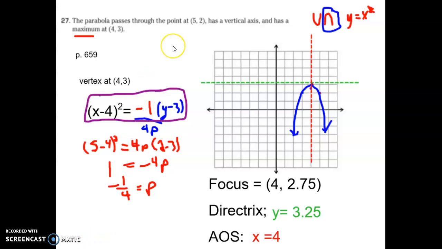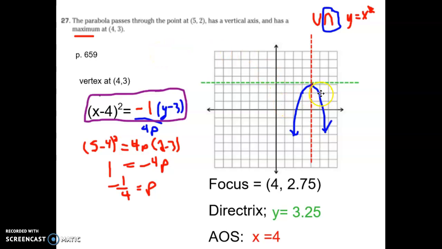Hey, welcome. So here is page 659, number 27. The parabola passes through the point (5, 2), has a vertical axis and a maximum at (4, 3). So I'm going to walk you through this. I know there's a lot on the screen right now, but just follow along with my pointer.